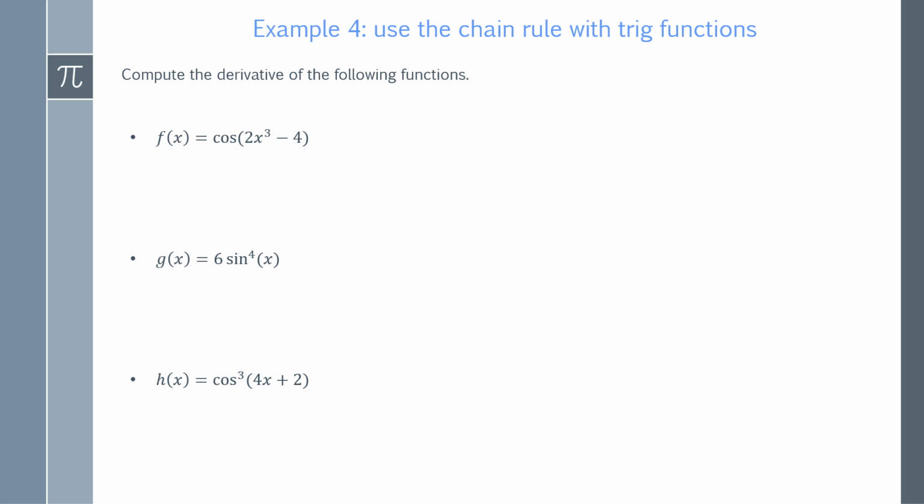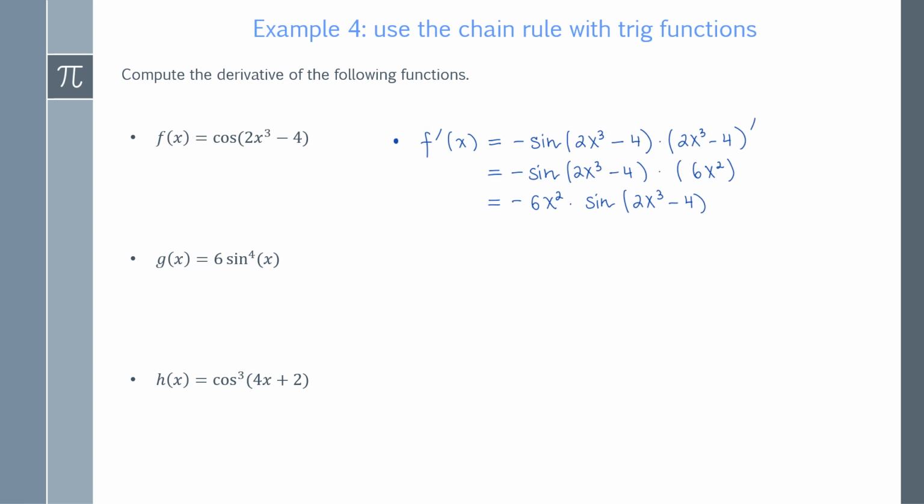Now let's review problems where we're working with chain rule and trig functions. The first function is cosine of 2x cubed minus 4. So how do we compute the derivative of this function? Let's take a look at the solution.